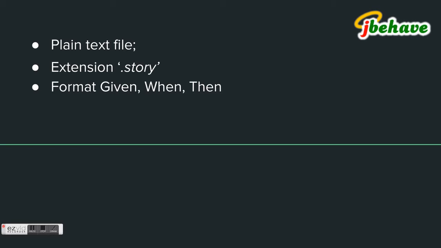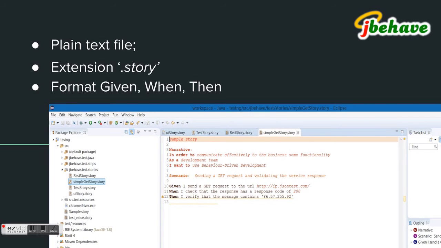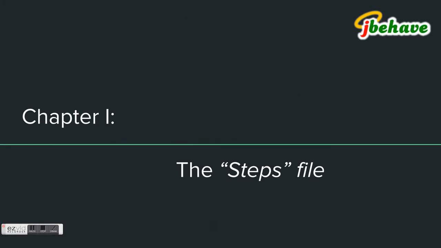As I said before, the extension of these files is .story, and we use the format that I told you before: given, when, then. Given something, when something happens, then this is the outcome. Here we have a simple example. In the course we're going to eventually write fancier cases than this one. Here we have: given I send the GET request to some URL, when I check the response code, then I verify that the message is something. We don't care, this is a simple example.